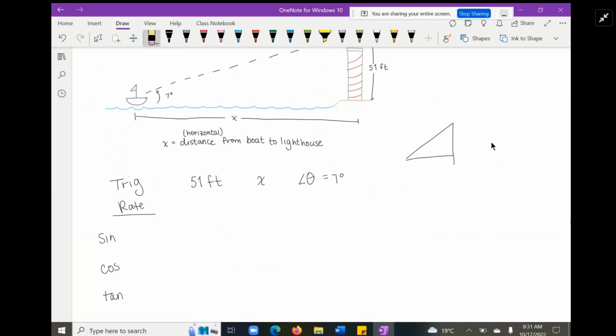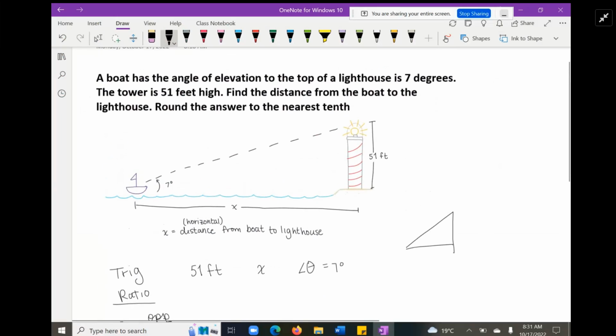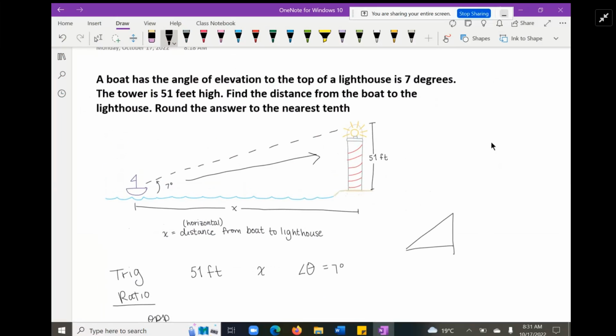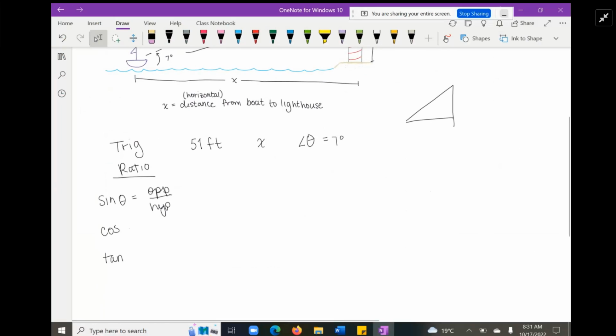I noticed I wrote rate instead of ratio. Let me fix that real quick. But it's pretty much the same thing. All right, so for sine, we know that this is opposite over hypotenuse, the opposite side of the angle. In this case, we have an angle opposite the lighthouse. So that's kind of halfway to our setup.